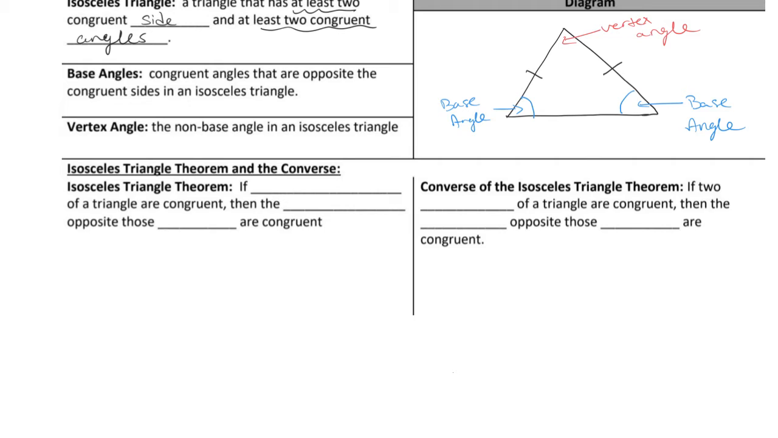Now let's think about the sides. To think about the sides, it says the isosceles triangle theorem and its converse. The isosceles triangle theorem says if two sides of a triangle are congruent, then the two angles opposite those sides are congruent.